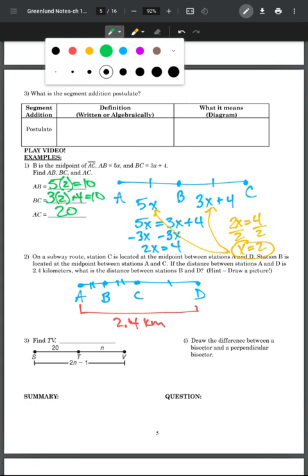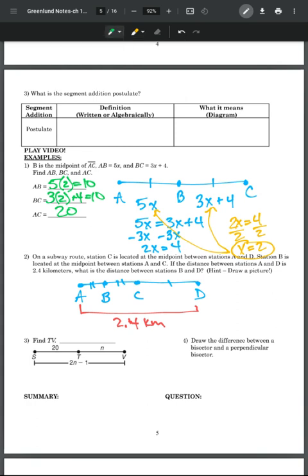So if we look at this, we know that this whole thing from A to D is 2.4, and we know that C is the midpoint, so it's exactly halfway. So we know that from C to D, we are going to have a distance of 1.2 kilometers.